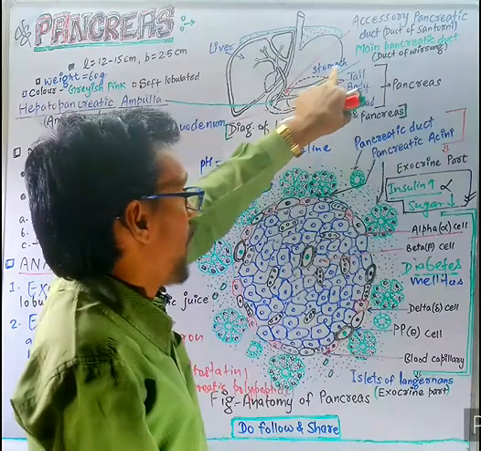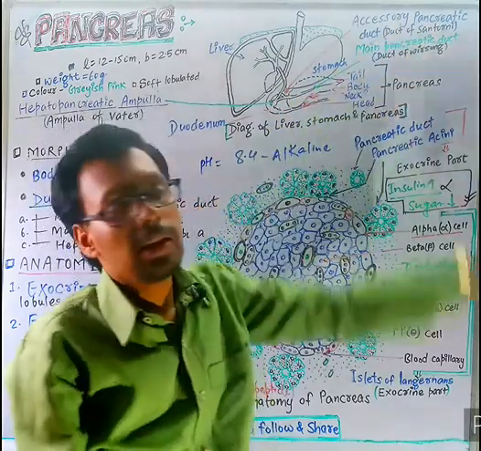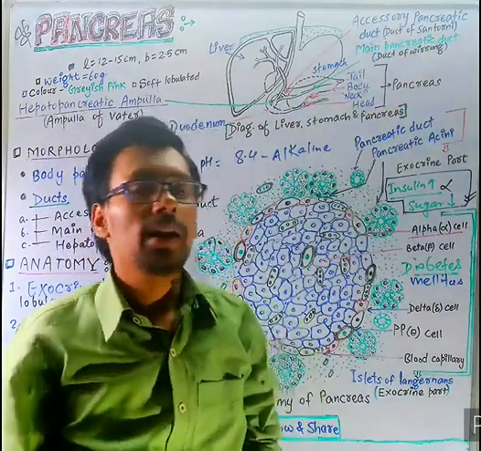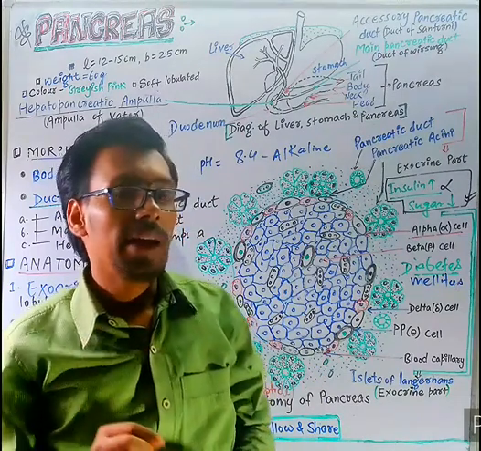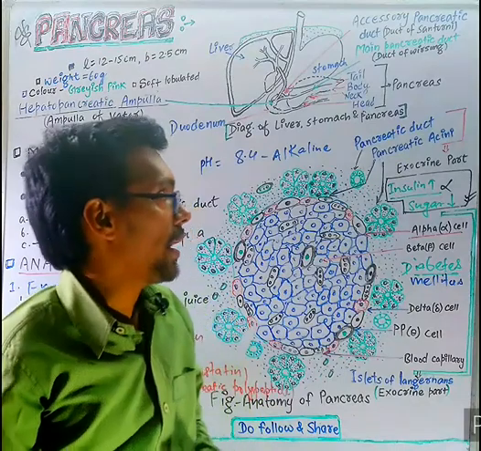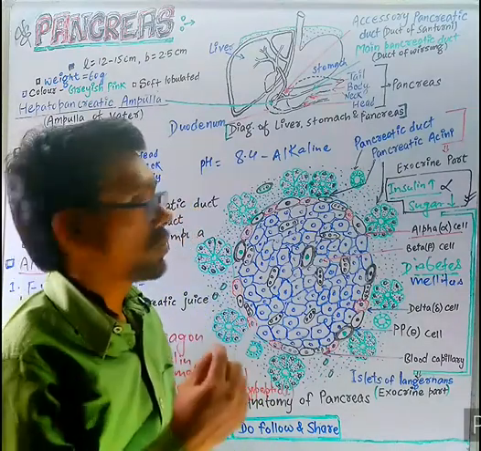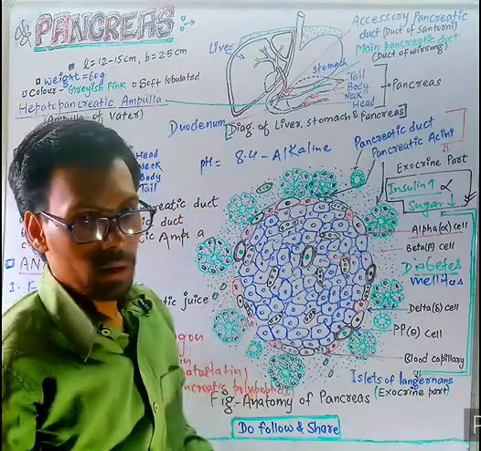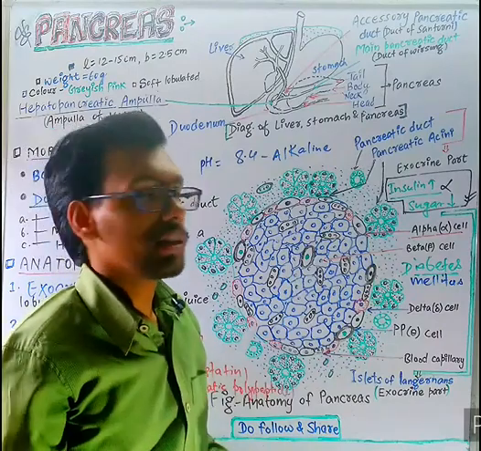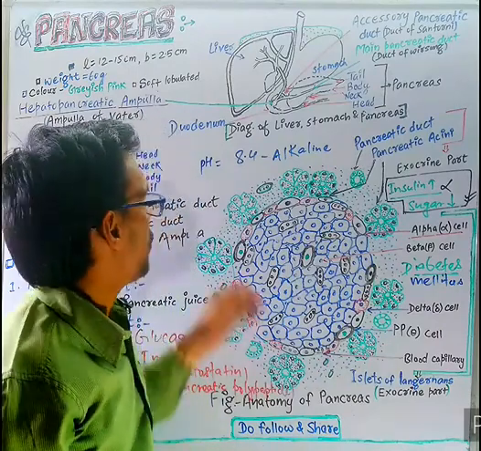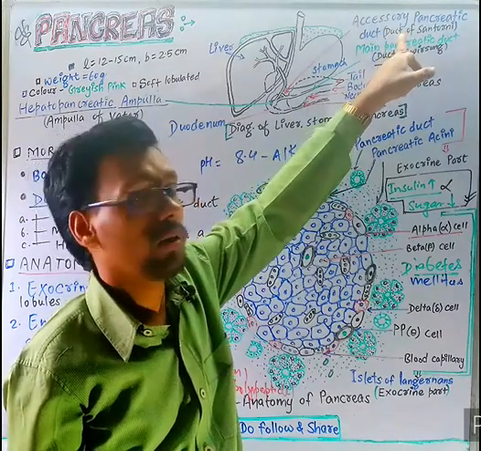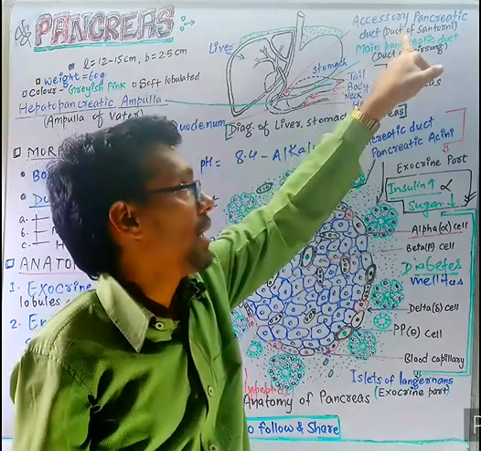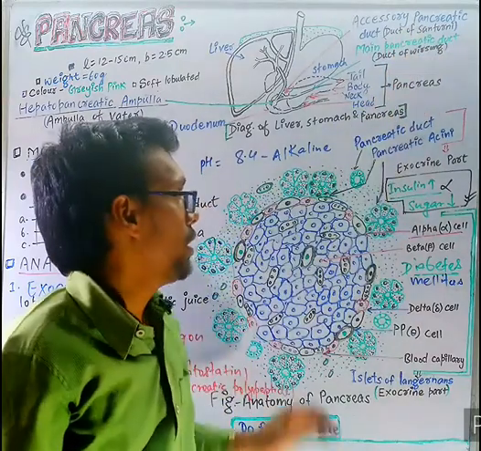Another type of duct is the accessory pancreatic duct. The accessory pancreatic duct carries pancreatic juice from pancreas to duodenum, which is digestive in nature. The accessory pancreatic duct is biologically called the duct of Santorini.